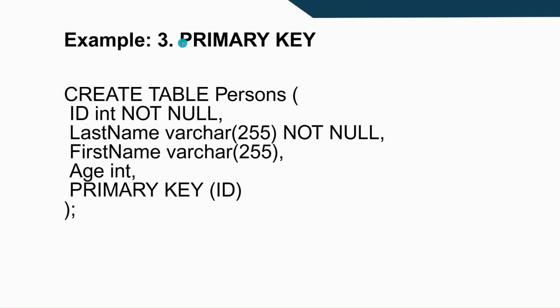Now here, example 3, we have a primary key. So here it helps you to create the table persons, ID int not null, last name varchar not null, first name varchar 255, age int, primary key ID. So these are the rules I have given. The integer ID should not be a null value, and the last name should not be a null value here. Okay, and the age is the primary key I have given here.